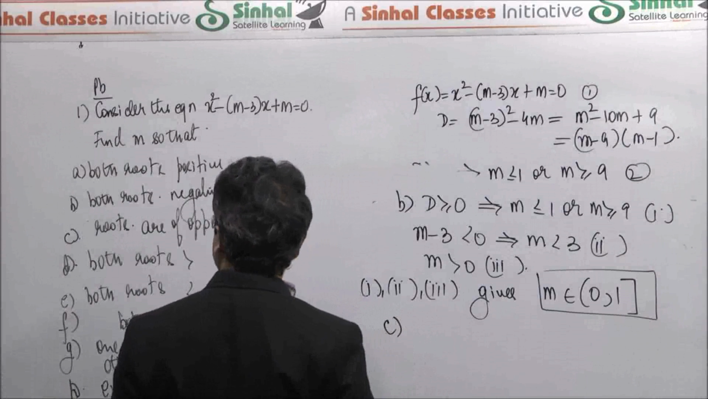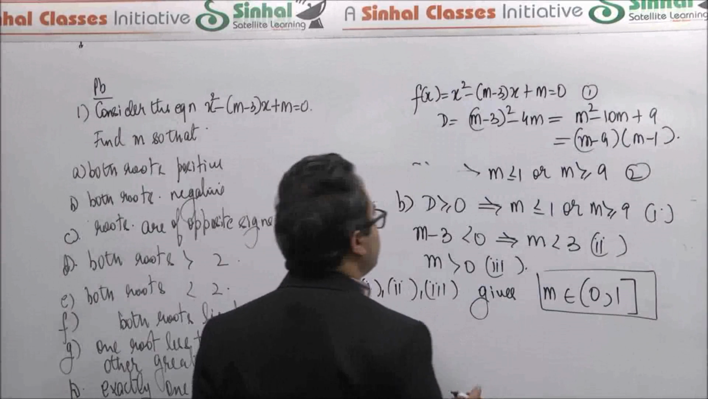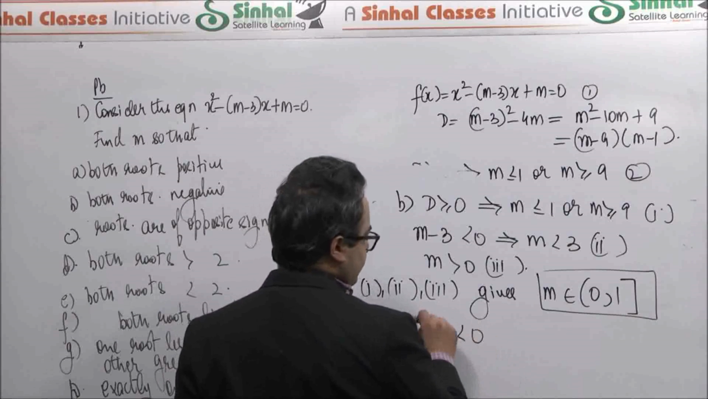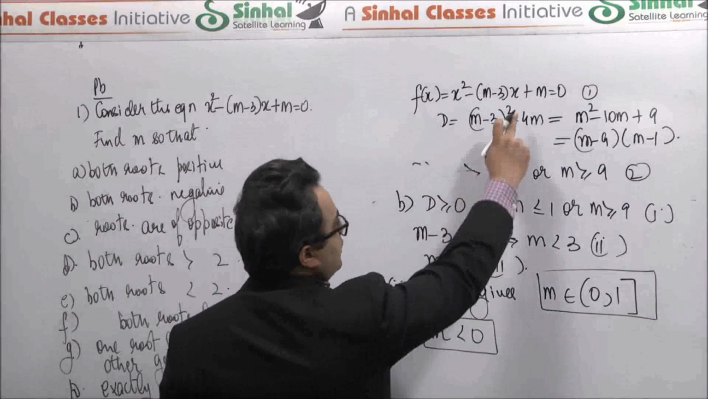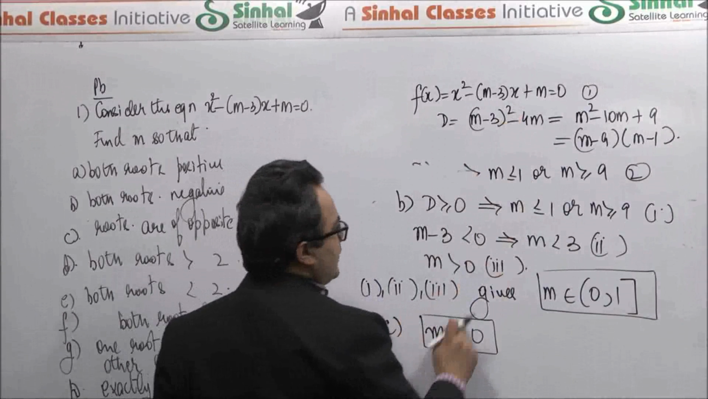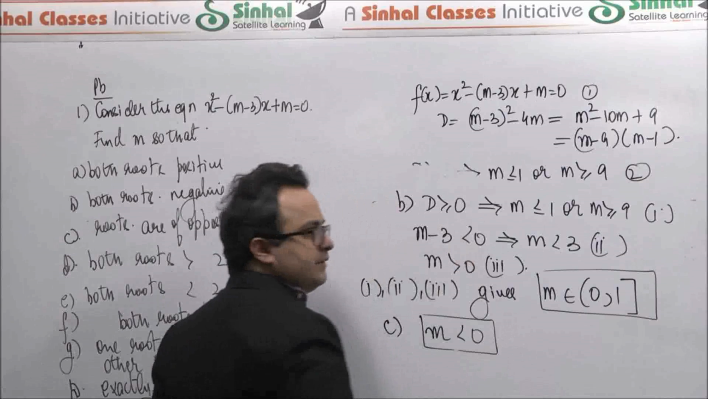Third condition, that the roots should be of opposite signs. From what we had seen, the only condition that is required is that the product has to be negative. So product of the roots is m and that needs to be negative, and as we had discussed, that will automatically ensure that the discriminant is strictly positive.